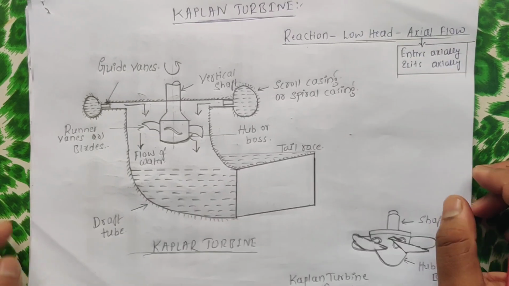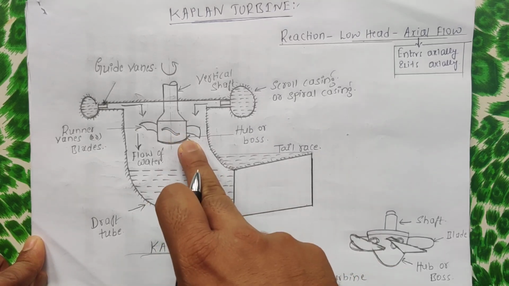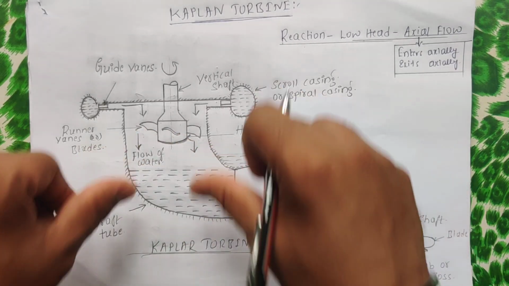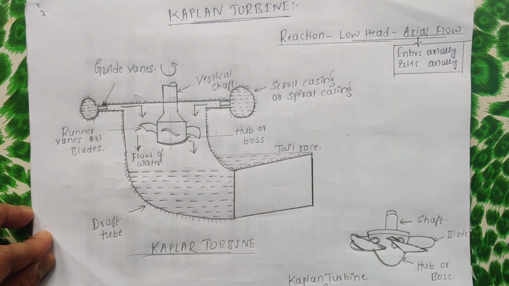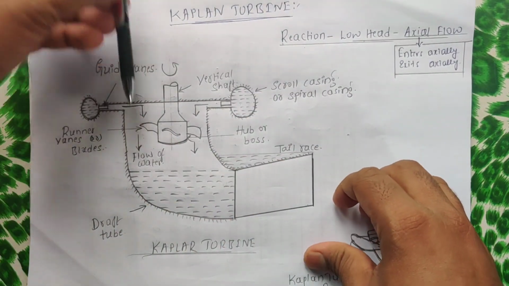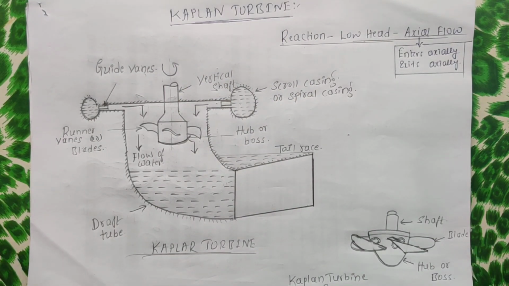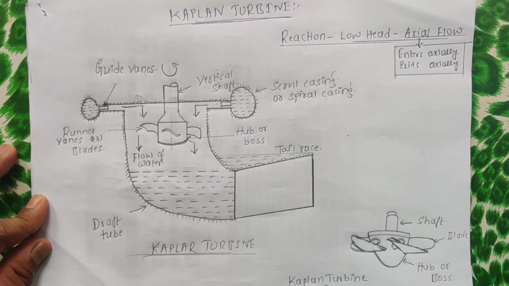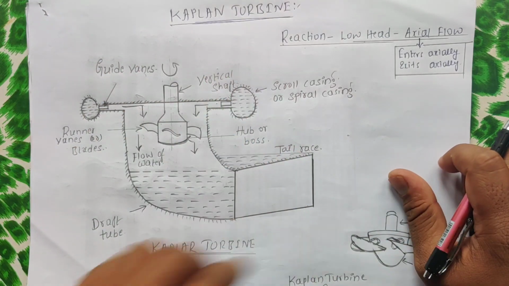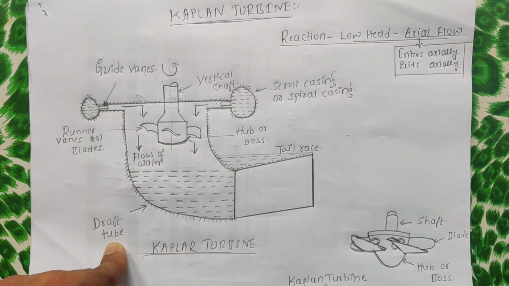Coming to the construction of this, again there are guide vanes, spiral casing, vertical shaft, okay, boss or hub, tail race, and the flow of water and the directions are shown like this. Okay, so here the water enters axially, and hits the blades of the Kaplan turbine. As I explained in the Francis turbine, it first hits the fixed blade and the water gets deflected, and then it hits moving blades axially only, and the water will exit to the draft tube. So then from tail race it can be utilized for some agricultural purposes, right?